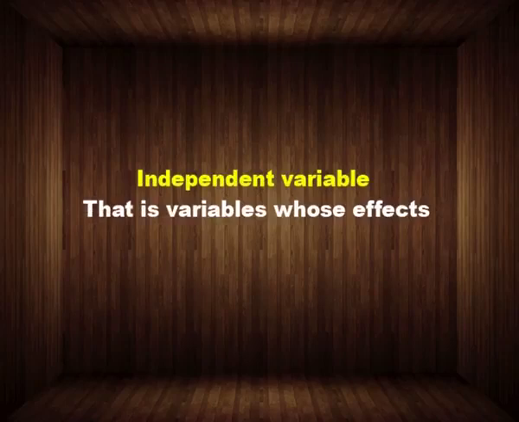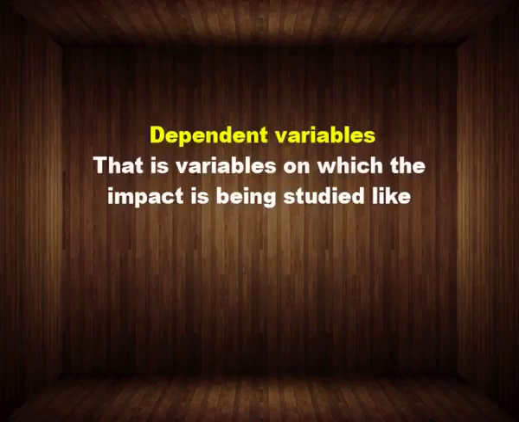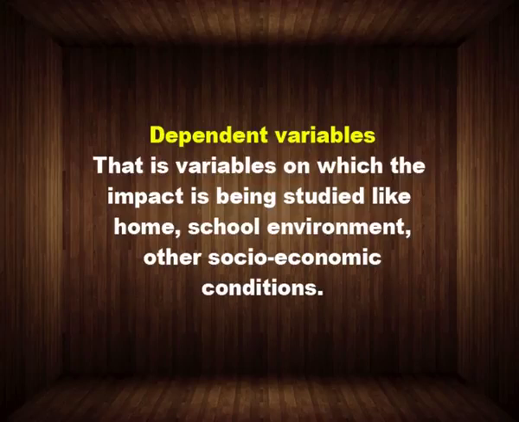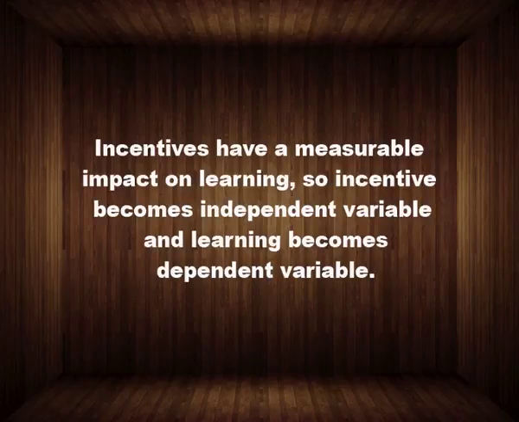In the experimental method, two different types of variables are used. Number one, independent variable, that is, the variable whose effects are being studied, like intelligence. And two, dependent variables, that is, variables on which the impact is being studied, like home, school environment, other socioeconomic conditions. For example, incentives have a measurable impact on learning. So incentive becomes the independent variable and learning becomes the dependent variable.